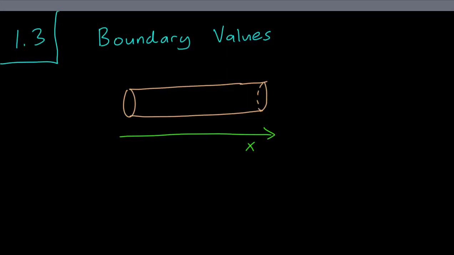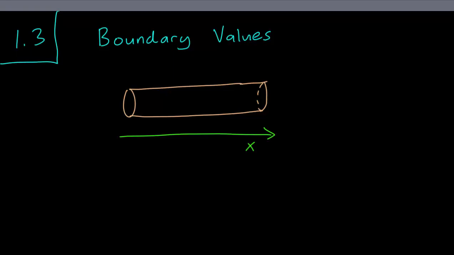Hello class, this is section 1.3 and in this video we are going to discuss boundary values for our heat problem. So as a reminder, we have this iron rod laid out horizontally as so, and we say that the x-axis is also horizontal. We want to study how heat travels in this rod.